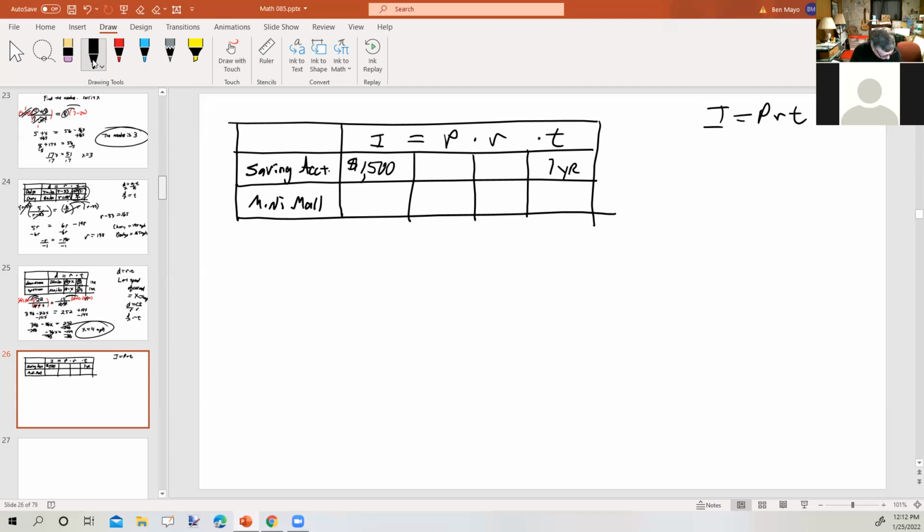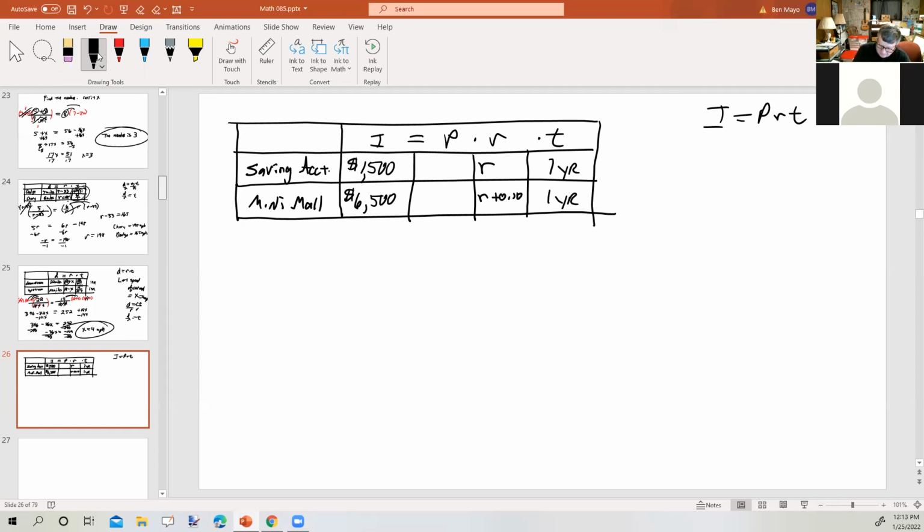Okay. That same amount of money invested in a mini mall will earn $6,500 in 1 year. Because the interest paid is 10% more than that paid by the savings account. So if the savings account interest rate is R, the mini mall would be R plus 10%, or 0.10, converting that percent into a decimal. So this is R plus 0.10.